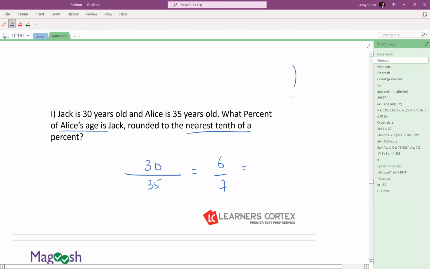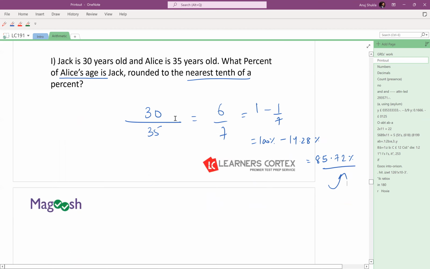How will you find it? You'll find it like this: 6 will be there, 7 will be there, then 0.0, then 7, 8, something like this. Okay. Another way: if you watch my percentage video, 6 by 7 you can write as 1 minus 1 by 7. 1 is 100%. 1 by 7 is 14.28%. So it is 85.72. This is the answer. So Jack is 85.72% of Alice. Okay.